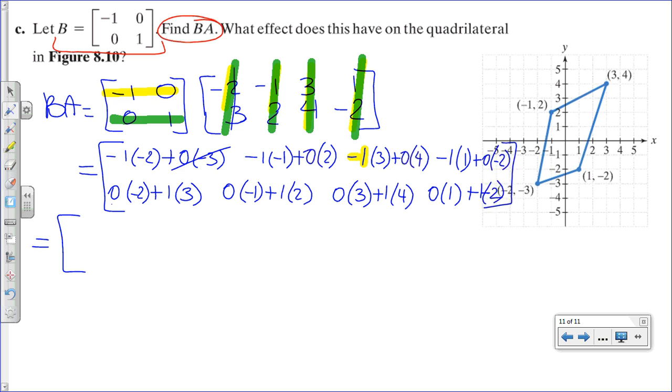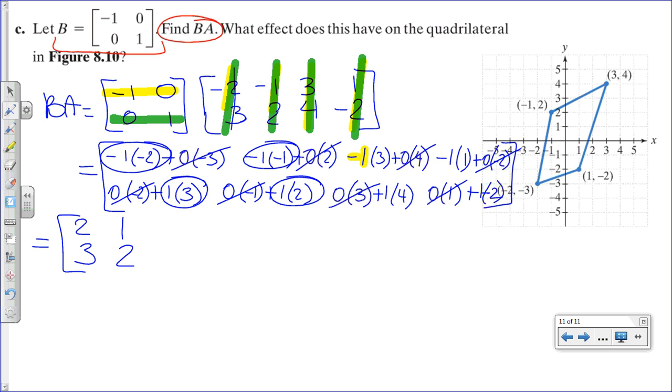So we have here times 0, times 0, times 0, times 0, times 0, times 0, times 0, and times 0. So we don't need to worry about those terms because any number multiplied by 0 is 0. So here, negative 1 times negative 2 is positive 2. 1 times 3 is positive 3. Negative 1 times negative 1 is positive 1. 1 times 2 is 2. Negative 1 times 3 is negative 3. 1 times 4 is 4. Negative 1 times 1 is negative 1. And 1 times negative 2 is negative 2.